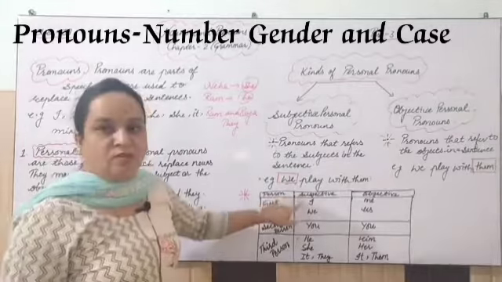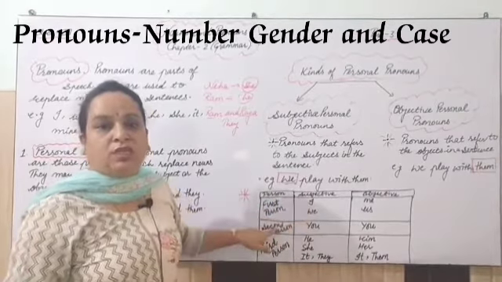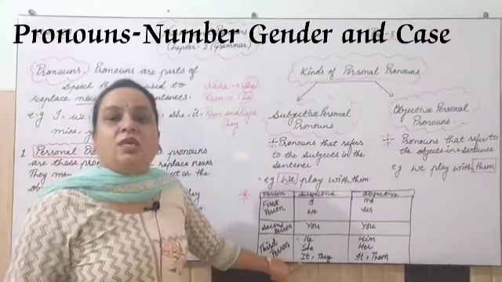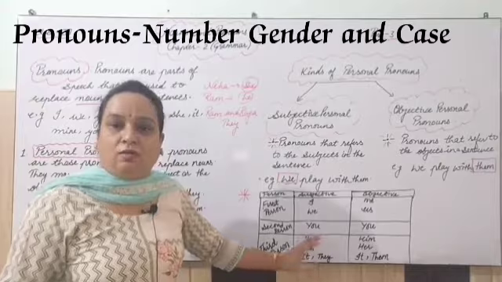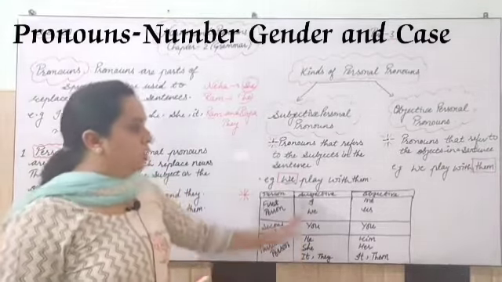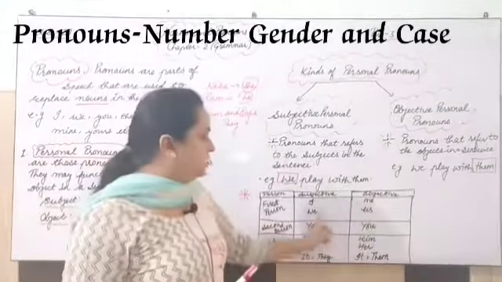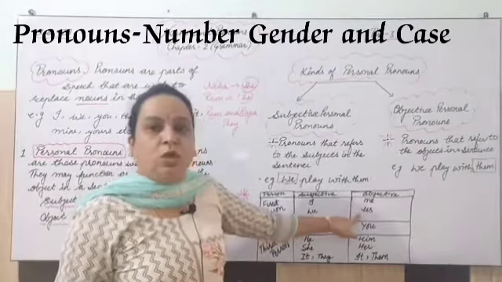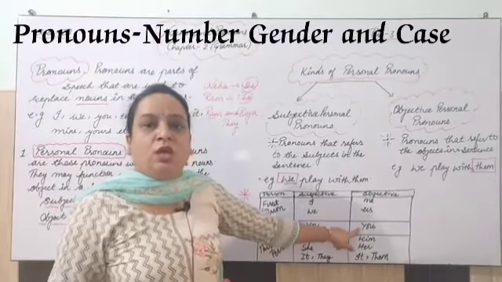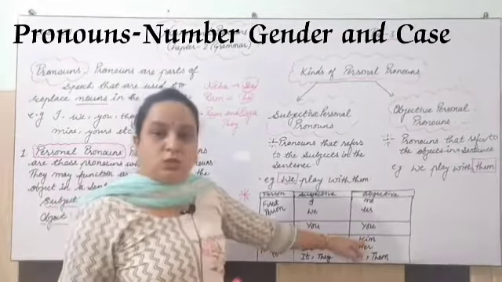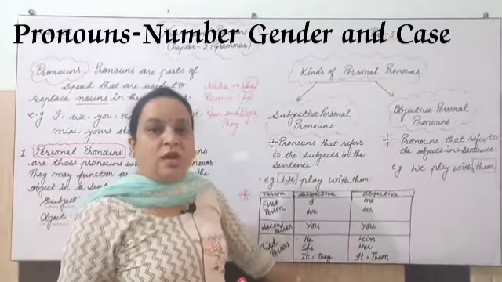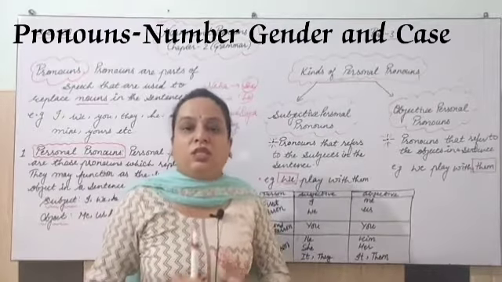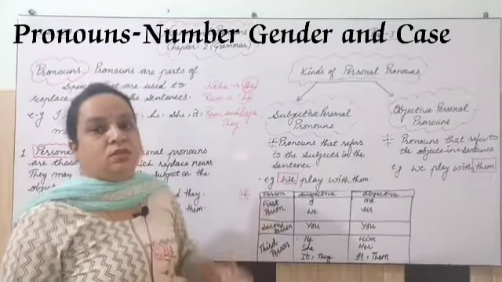First person subjective, I singular, we plural. Second person you singular, you plural. Third person he, she, it singular and plural is what? They, right? This was in the subjective case. When we are talking about the objective case, the same thing we have to change. I changed into me, we changed into us, you changed into you, he changes into him, she changes into her, it remains it, and they, that is what? Them, right? So this is first person, second person, third person.